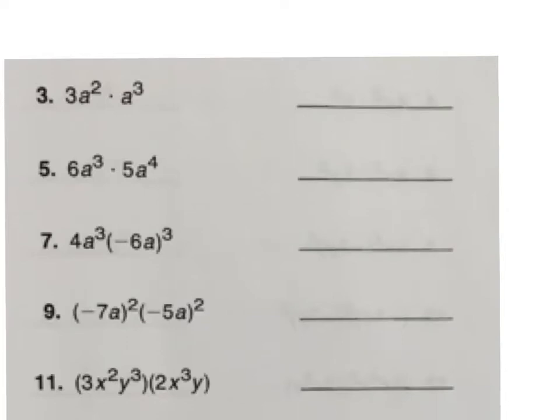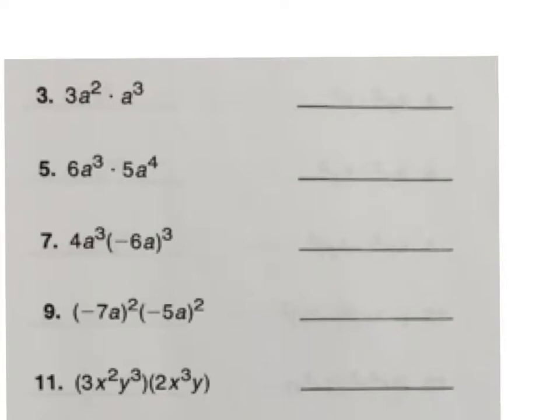Now, on this page right here, what we're going to be doing is multiplying like bases. So right here you can see I've got a squared and I've got a cubed, right? So there's two bases here, aren't there? There's not just one base. So when you multiply like bases, what do you need to do with their exponents?